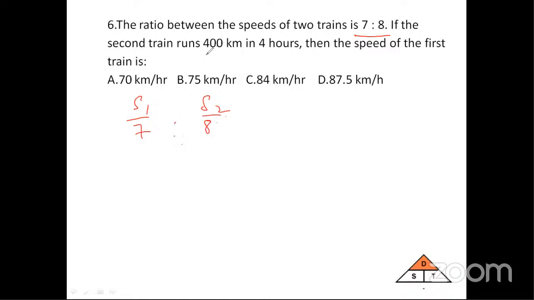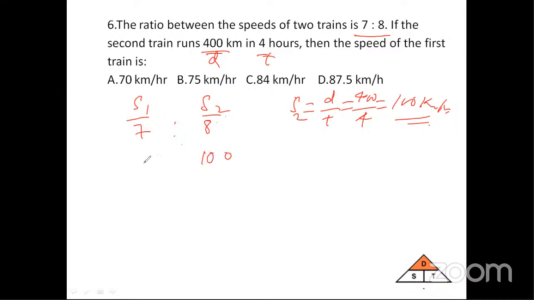Next, they have given that the second train runs 400 kilometers in 4 hours. For S2, we can use D for distance and T for time. Speed is equal to distance by time. The distance for the second train is 400, divided by time 4, which is 100. We get 100 kilometers per hour. That is the speed of the second train. Now the question is, what is the speed of the first train? This we have to calculate.